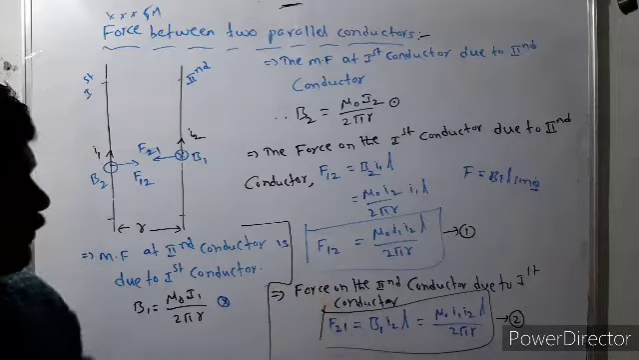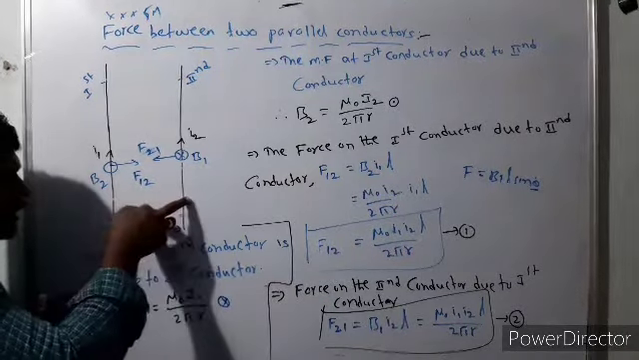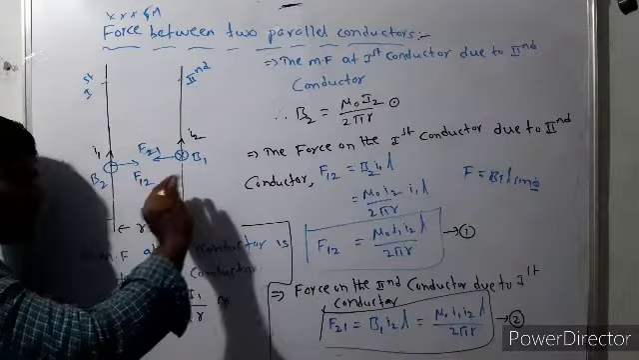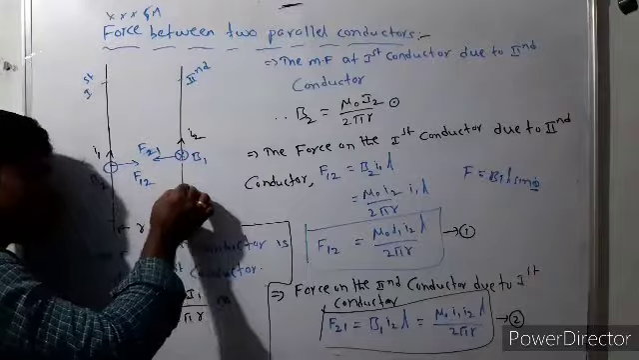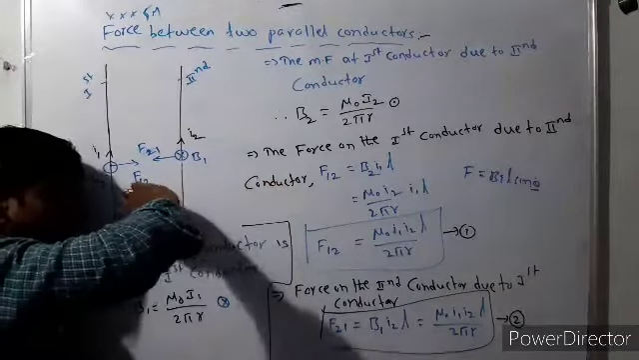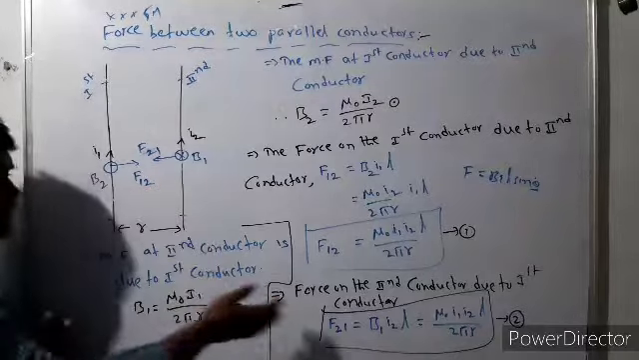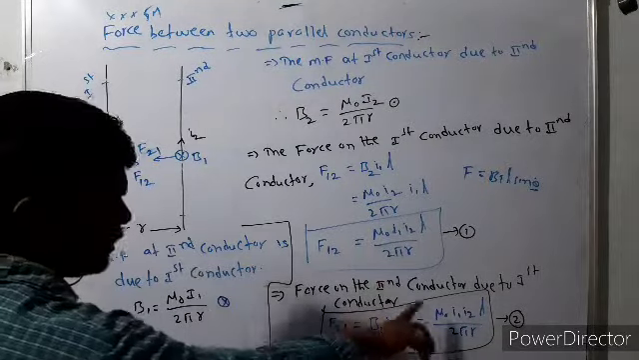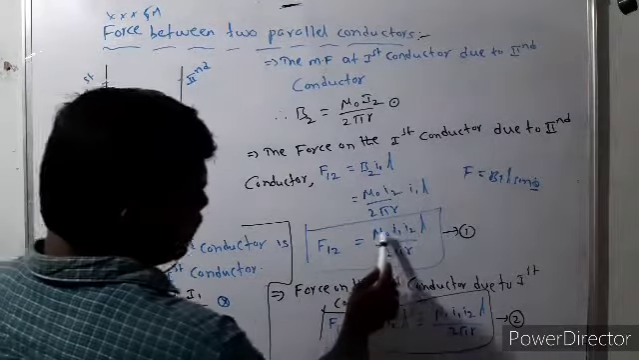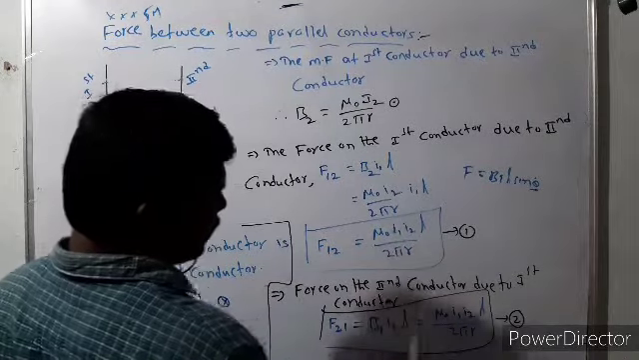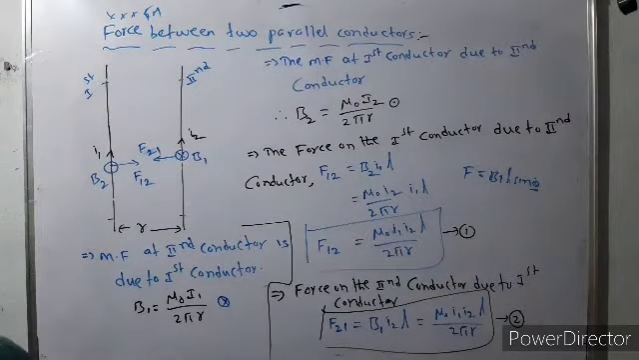Okay, students. The force on the first conductor due to the second conductor is towards the second conductor, meaning the second conductor is attracting the first conductor. Similarly, the first conductor is attracting the second conductor. So the two conductors are attracting each other with the same amount of force. What is that force? Mu naught I1 I2 L by 2 pi r.